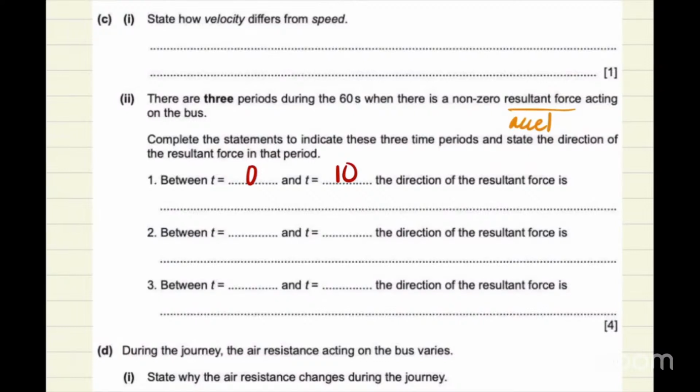Right? So however it's moving, the resultant force is also in that same direction. If you're talking about the bus, then this means that the force that the engine produces is in the same direction. All right. Next, I also know that from 35 to 40, this is slowing down. So the direction of the resultant force in this one has to be opposite to the direction of velocity.